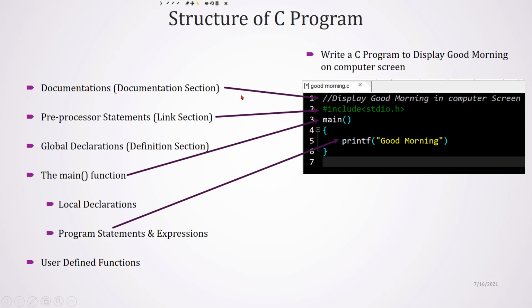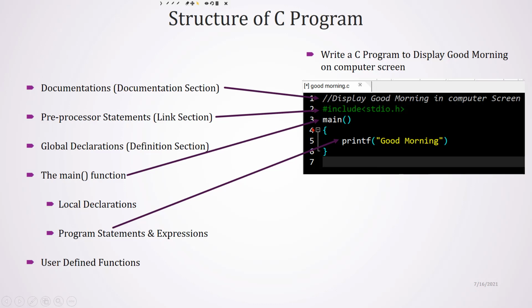So the first section will be the documentation section. Here: display good morning on computer screen. Before that I have put 2 slashes. It is called forward slash because it is slanting forward. Another slash is also there, that is slanting backwards, so it is called backward slash. So first of all, I want to say that the things written in the black screen are a program.